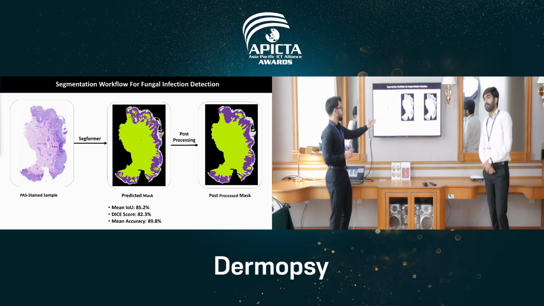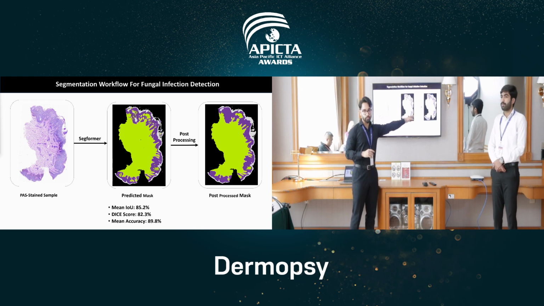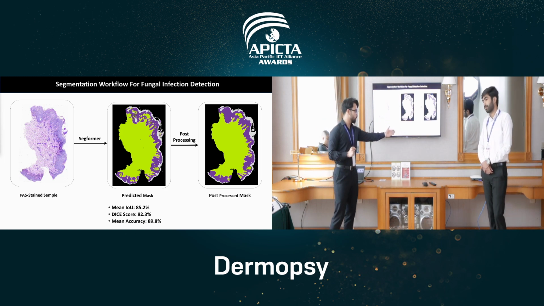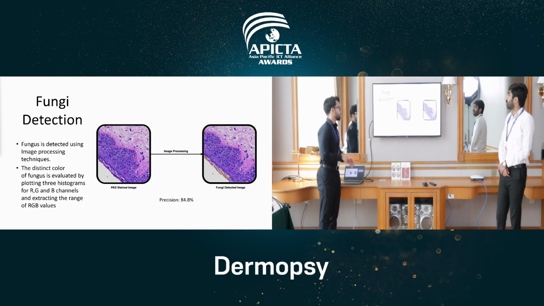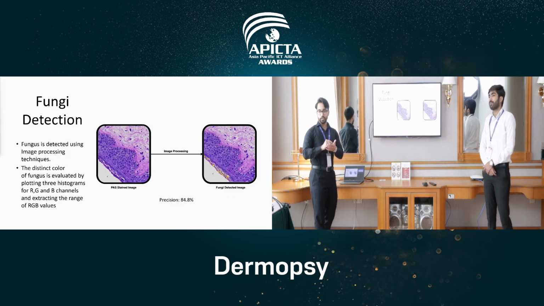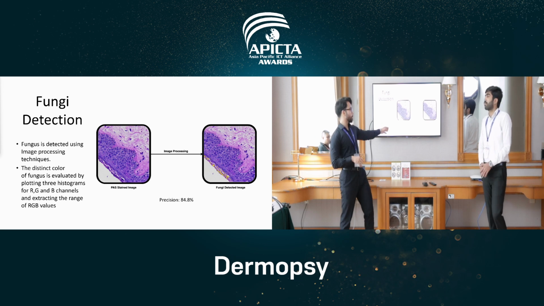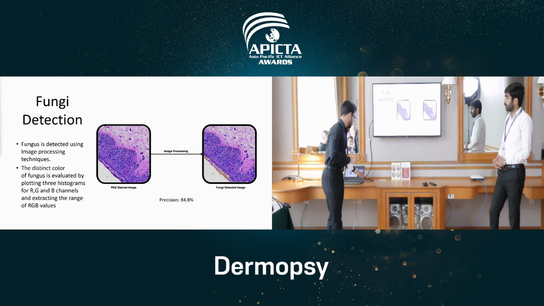Segmentation workflow goes something like this. We give the stained image, we perform segmentation, and post-process it using image processing. These are the results for segmentation: 85% mean IU, 82.3% Dice score, and 89.8% mean accuracy. For fungi detection, after extracting one of the layers, we perform image processing techniques like RGB histogram, and as you can see, these yellow regions represent where the fungal infection was present.